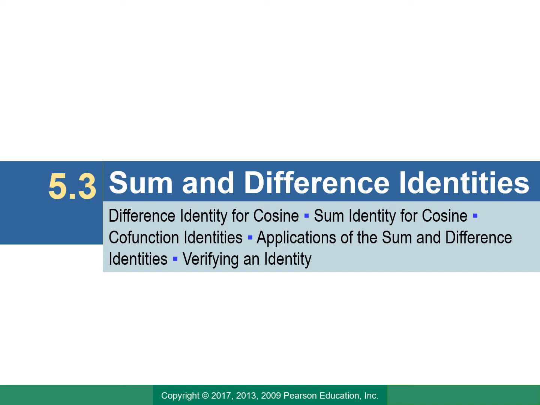Hi everyone, in this video I'm going to talk to you about section 5.3, which is two new identities that we're going to be using. They are the sum and difference identities for the cosine function, and then in the very next section we'll talk about sum and difference of sine and tangent functions.